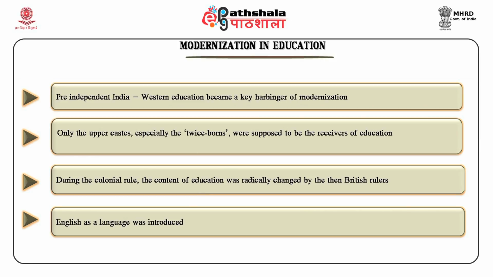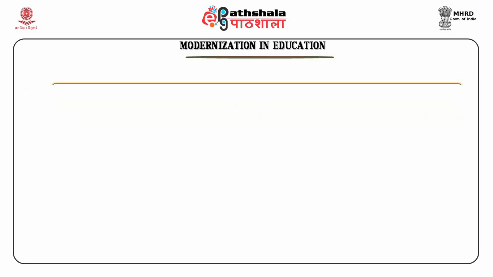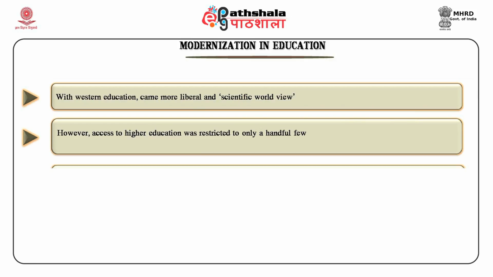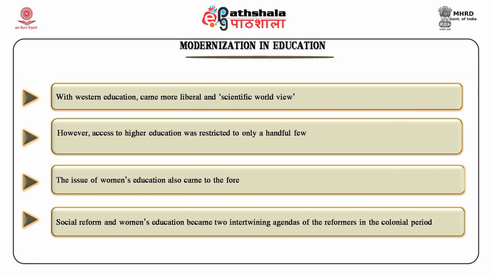During the colonial rule, the content of education was radically changed by the then British rulers. English as a language was introduced through Macaulay's minutes to create an educated English-speaking class of people so that official work could be assigned to the native population. However, with modern Western education came a more liberal and scientific worldview. Ideas of equality, liberty, humanism were introduced.